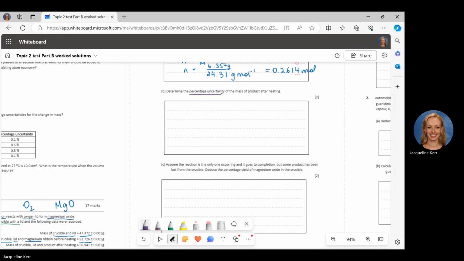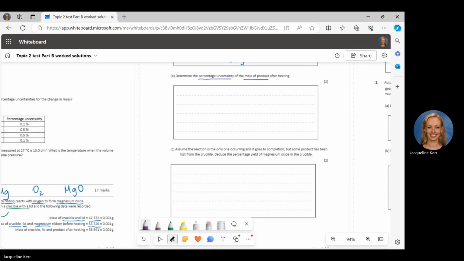Now, the next question is to determine the percentage uncertainty. So I have to have a look. This one's specifically about the product. The product's the magnesium oxide I made, so I need to find the mass of that product and subtract the mass of the crucible again, because the crucible is just the equipment that it's held in. So 56.941 grams is the amount of product, and then 47.372 grams is just the crucible and the lid. So if I find the difference, I'll find the mass of magnesium oxide, the product I made.